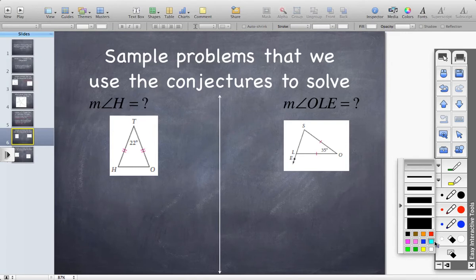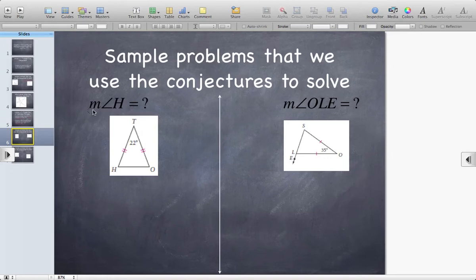All right, so we want to find the measure of angle H, and I can tell by looking at the picture that this is an isosceles triangle because the two measurements tell me. So if it's an isosceles triangle, HO is the base, so that means these are the two base angles. And I know that the two base angles are congruent.